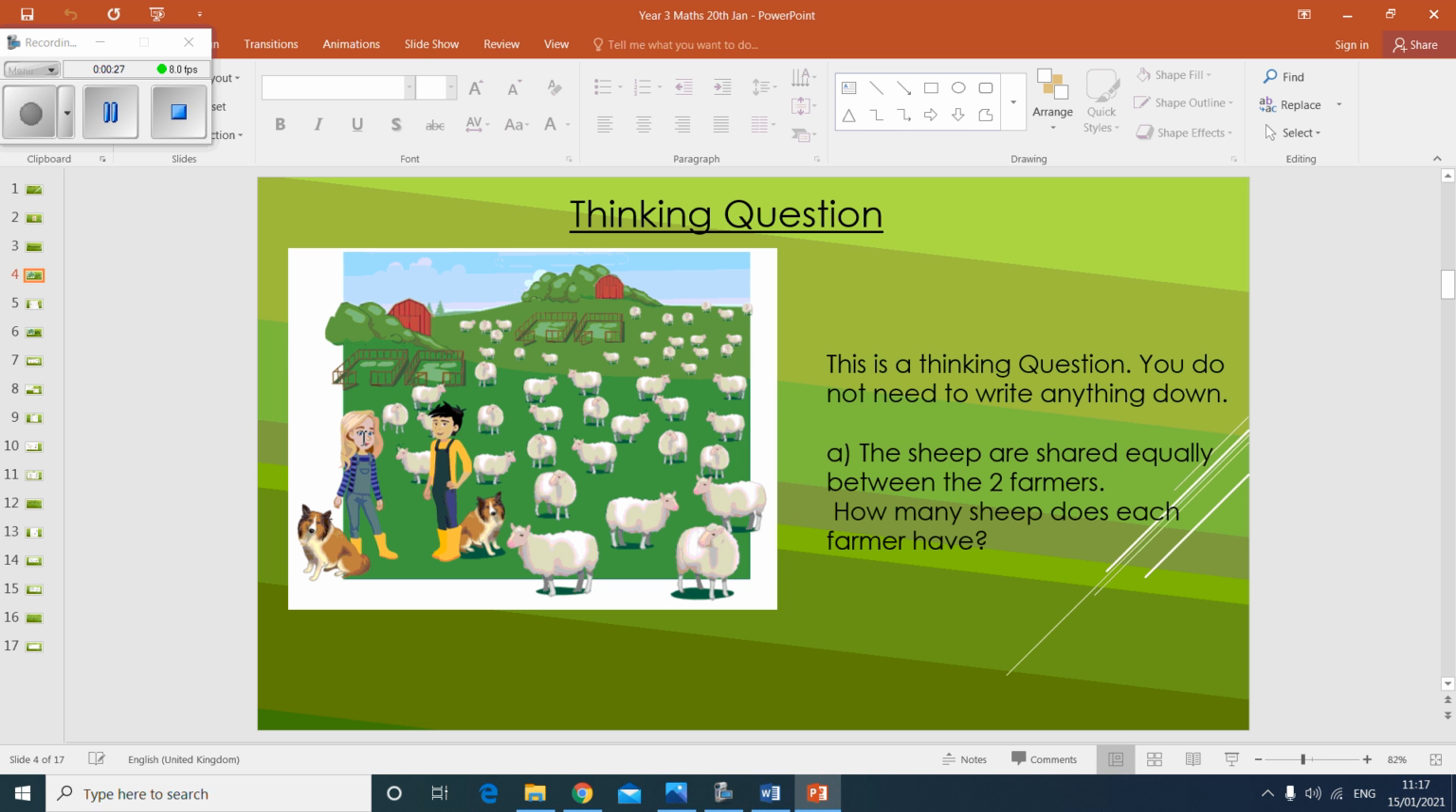And here's our first thinking question. So we can see some sheep in our picture, and the sheep are shared equally between the 2 farmers. So how many sheep does each farmer have? So first of all, count up the number of sheep, and then we're going to share that by 2. Just have a think about that and then pause, and we'll have a look at the answer on the next slide.